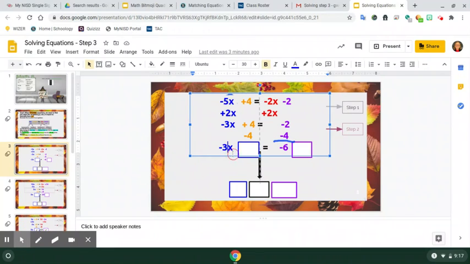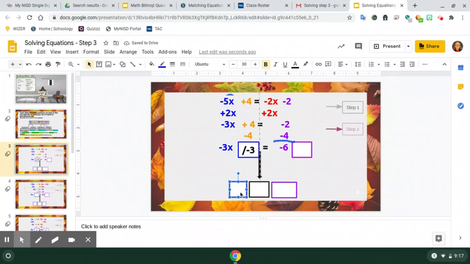So negative 3 is being multiplied by x here, okay? So what is the opposite of multiplying? It is dividing. And why do we want to divide this? Because we want x, the coefficient of x, to be 1. We only want one of them. We want it by itself. And if we divide negative 3 divided by negative 3, we get 1x, or just x.